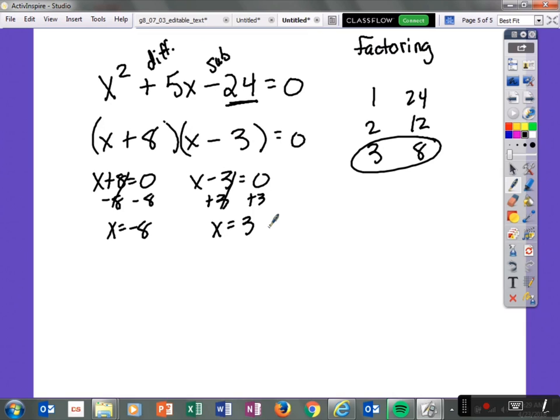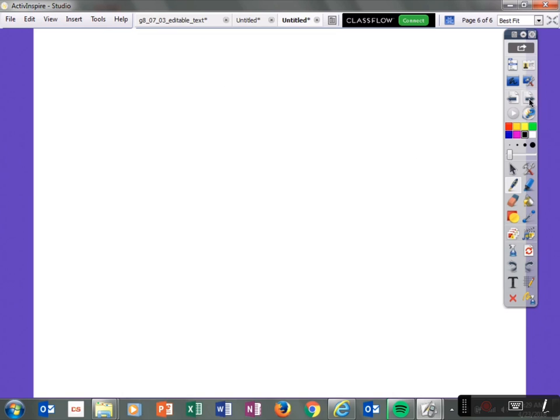What's next on our list? Quadratic formula. We're gonna do 4 of each today. What was that first problem we did? X squared plus 5x plus 6 equals 0. So we're working the same 4 problems every time, because we should get the same answer every time, right? But we're gonna solve it different ways.